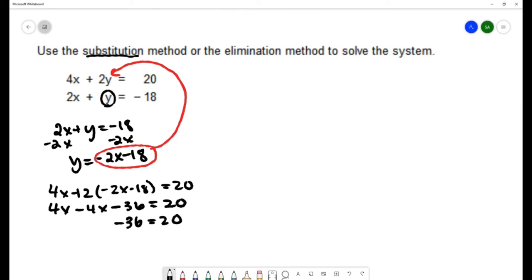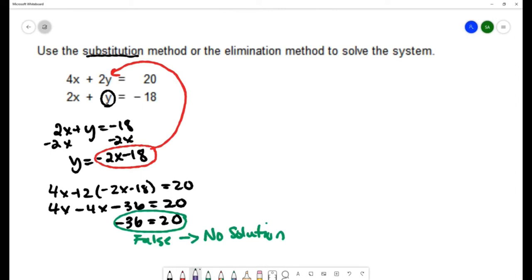So when the variables cancel out, that means that we have one of our special cases. And what we do is we look at this statement and decide whether it's a true or false statement. The statement negative 36 equals 20 is a false statement. And what that indicates to me is that there is no solution to this system of equations. If it would have been true, that meant we were in the special case of infinite solutions, and the two lines were actually the same line.